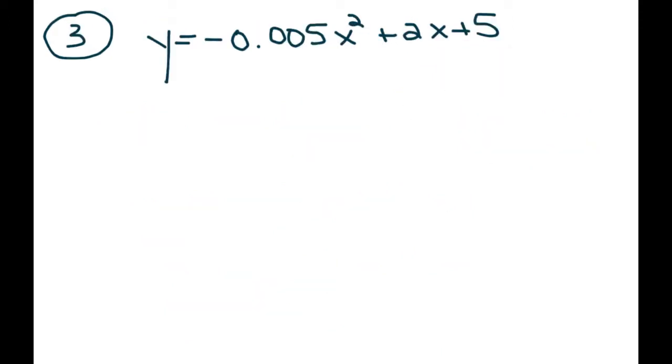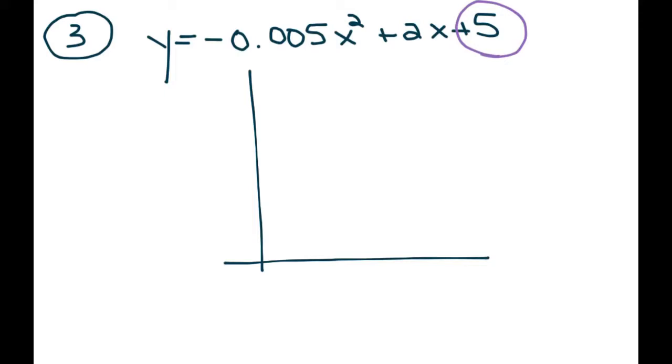Problem number 3 says, an archer's arrow follows a parabolic path. The path of the arrow can be described by the equation y equals negative 0.005x squared plus 2x plus 5. Describe the meaning of the y-intercept of the graph of the equation. The y-intercept is 5. That means if I were to graph this, the graph starts 1, 2, 3, 4, 5.